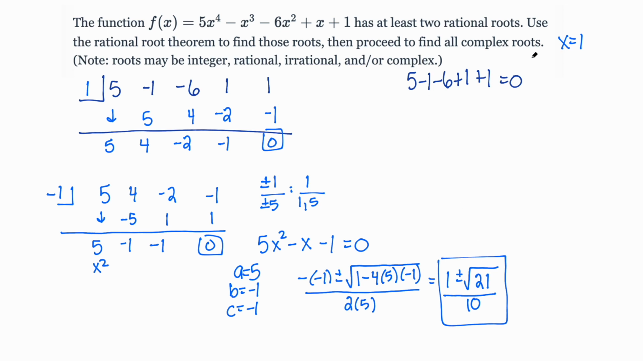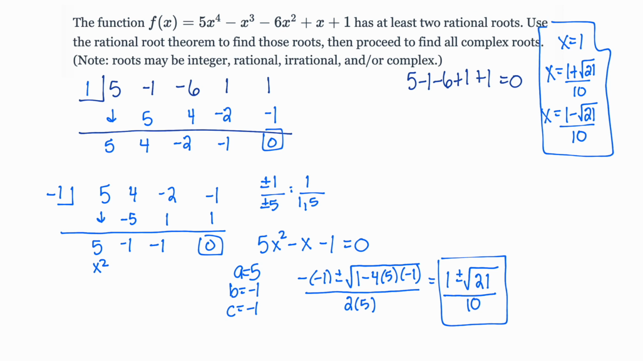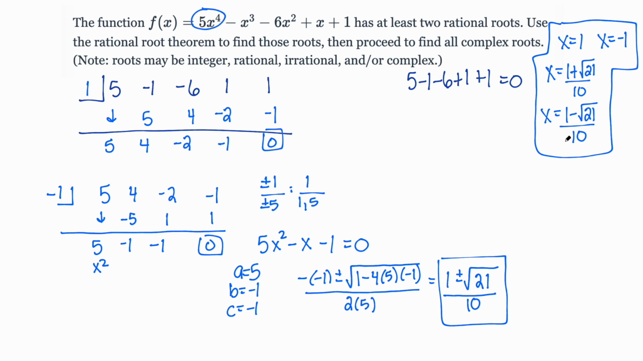There's not a perfect square that goes in there, which means my other answers are going to be 1 plus the square root of 21 over 10 and 1 minus the square root of 21 over 10. And there's your, oh, not 3 answers. Just kidding. Because we forgot that x equals negative 1 also worked. Don't forget the numbers that do work. And I knew that was true because I realized this is an x to the 4th, and I only had 3 x's listed, which means I knew I was missing one.